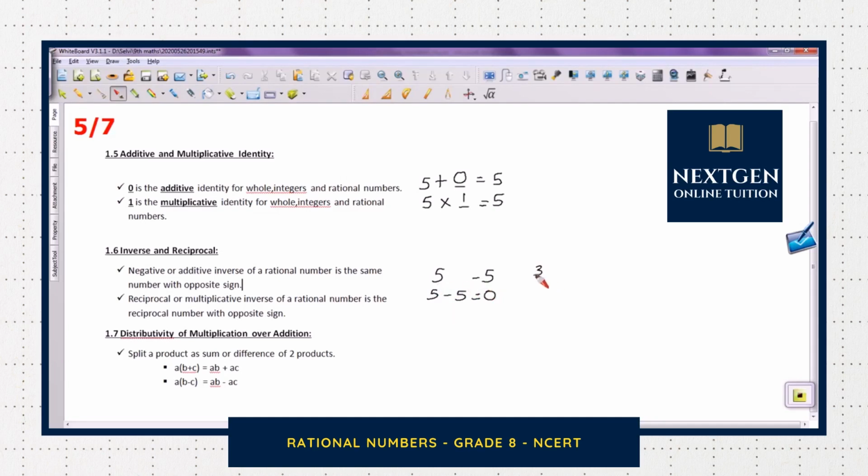What happens if I get a negative value? The additive inverse of minus 3 is 3, and of minus 6 by 5 is 6 by 5. So my result has to be 0. The number that makes my result 0 is the negative sign of the same number.